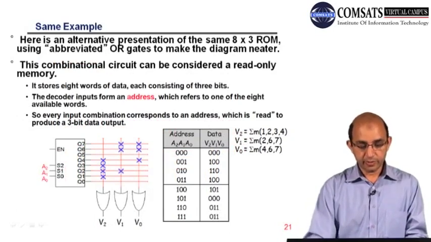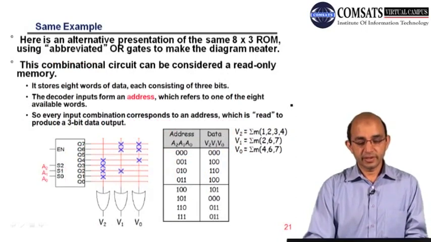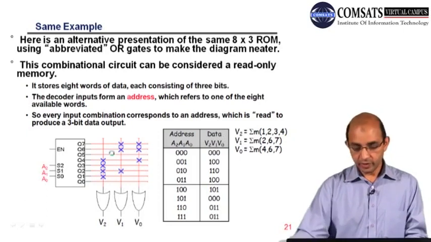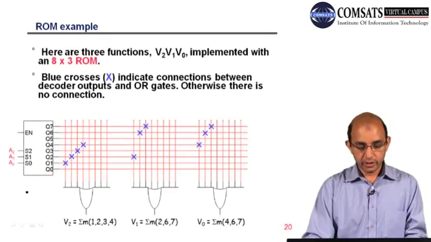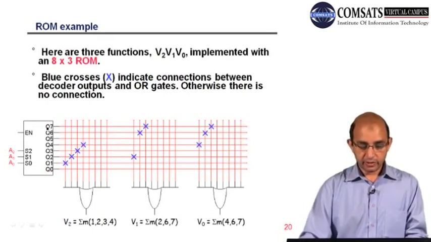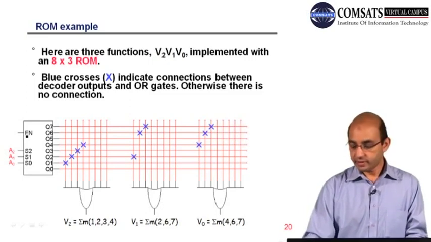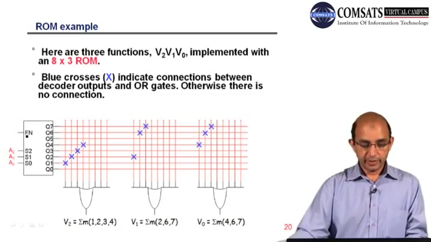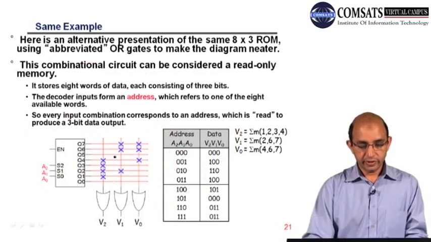So here we have the same example, but this is an alternate representation of the same 8x3 ROM, right? So if I go back, you can see we have 3 outputs, and 8 different addresses that can be generated, right? So again 8x3 output and 8 different addresses that this decoder can generate, right? So this combinational circuit can be considered a read-only memory, right? So here we have 8 words, and the length of each word is 3 bits, right?